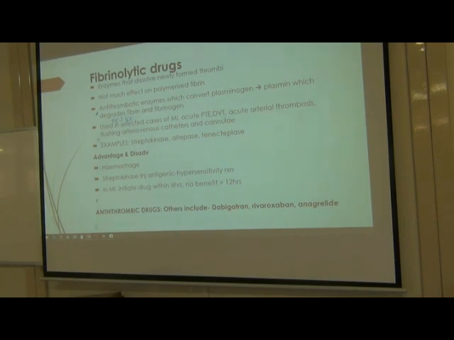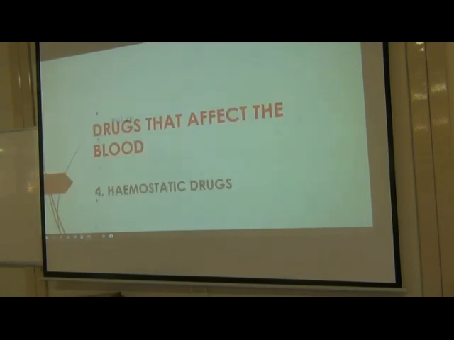Another class is your antithrombotic drugs, like the ones that I mentioned, the dabigatran, rivaroxaban, and anagrelide. Okay, so we just saw drugs that act on coagulation, that help to prevent the blood from clotting, that help to prevent thrombi or blood clots being formed in vessels rather.